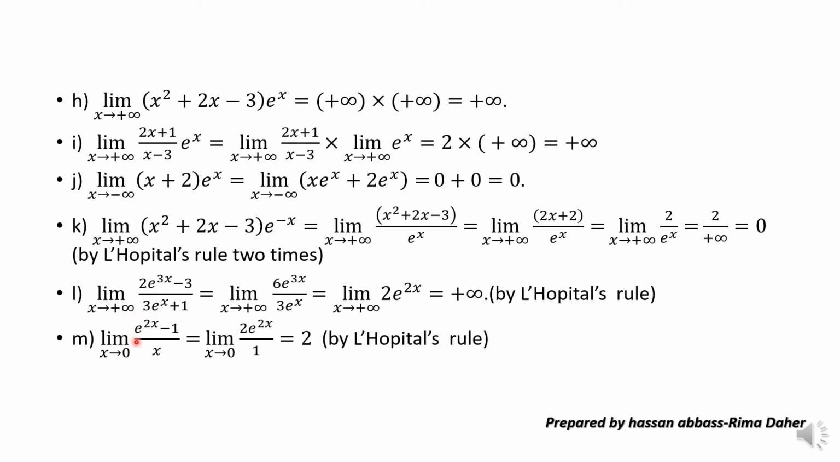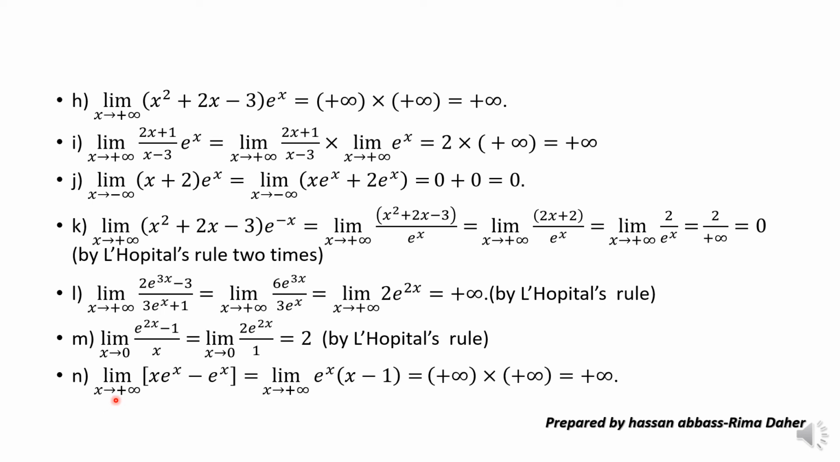Limit where x tends to 0 of (exponential x minus 1) over x. If we replace x in this value 0, we obtain 0 over 0, an indeterminate form. Then we apply L'Hôpital's rule, since this function is in the form of a fraction. Then this limit equals exponential x, where exponential x is the derivative of exponential x, over 1, where 1 is the derivative of x. Replace x by 0 in this value. We get exponential 0 over 1, and exponential 0 is equal to 1. Then this limit is equal to 1.